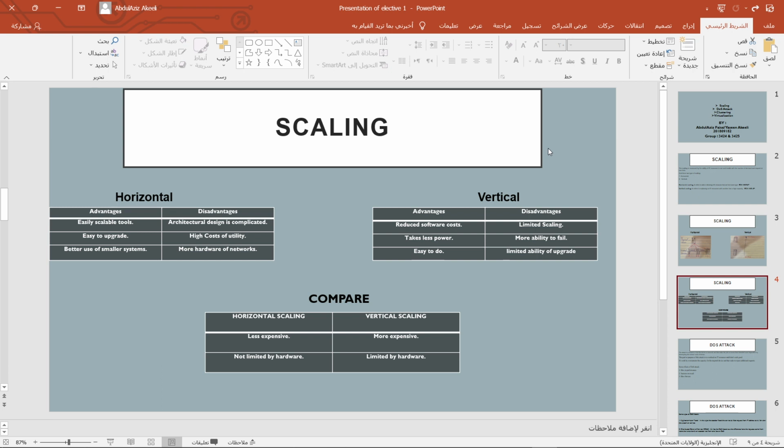Disadvantages: limited scaling, and the chance of failure is very high, with limited ability to upgrade. Comparing between them: horizontal is less expensive, vertical is more expensive. Horizontal is not limited by hardware, vertical is limited by hardware.